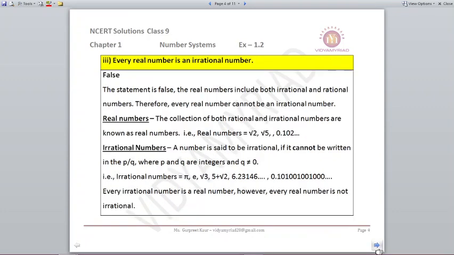Every real number is an irrational number. No. We know what real numbers are. Real numbers are those numbers which are made up of rational and irrational numbers. What are irrational numbers? Those which cannot be written in the form of p upon q. So the statement they are saying is, every real number is an irrational number. No, it's a false statement because real numbers are made up of rational and irrational numbers. Some are rational, some are irrational. So all the real numbers are not irrational numbers.